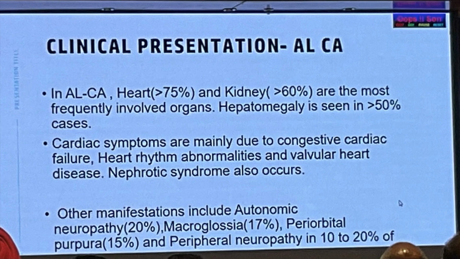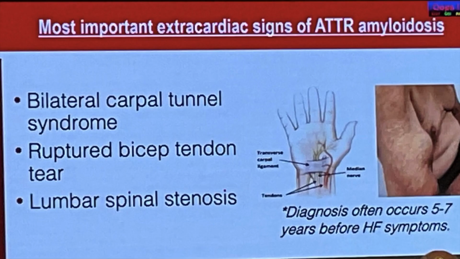There can be nephrotic syndrome also. Other manifestations include autonomic neuropathy, macroglossia, periorbital purpura, and peripheral neuropathy. The most important extracardiac signs of ATTR amyloidosis are bilateral carpal tunnel syndrome, ruptured biceps tendon tear, and lumbar canal stenosis.